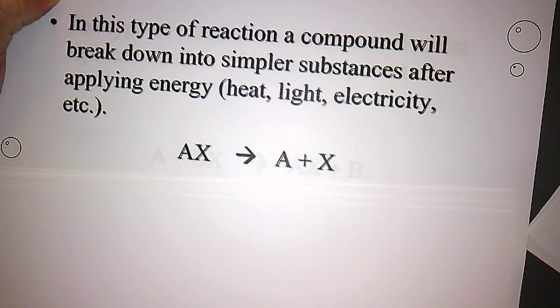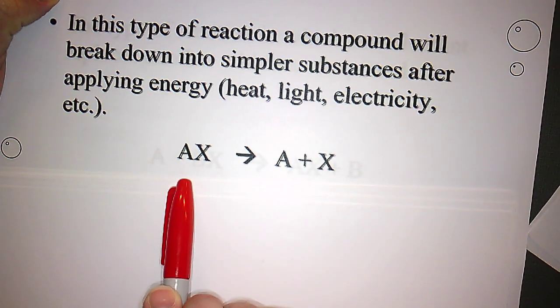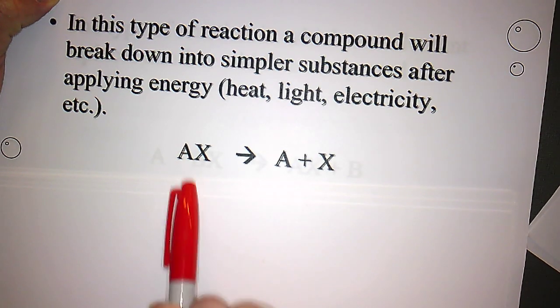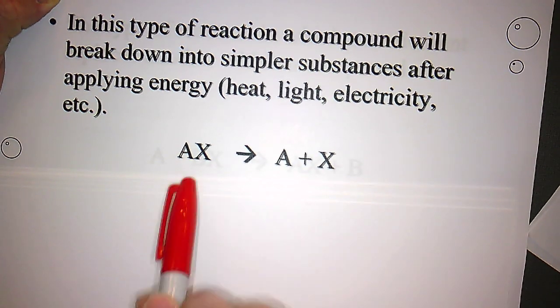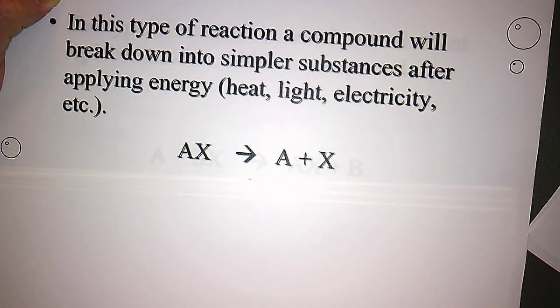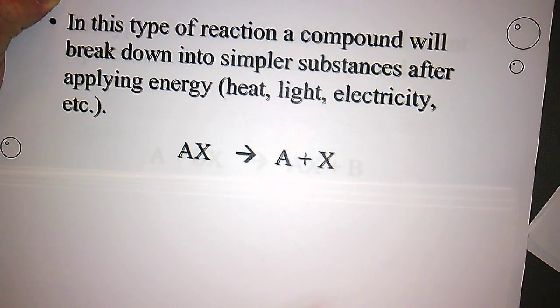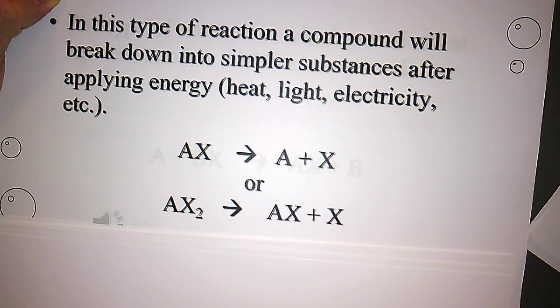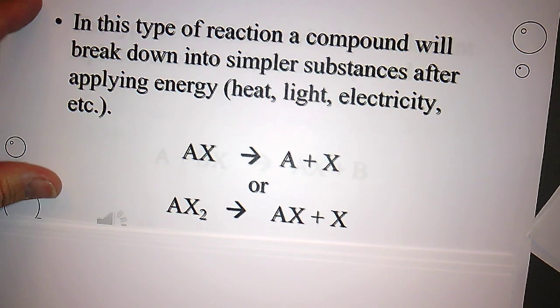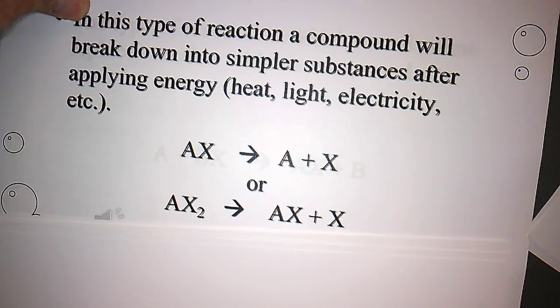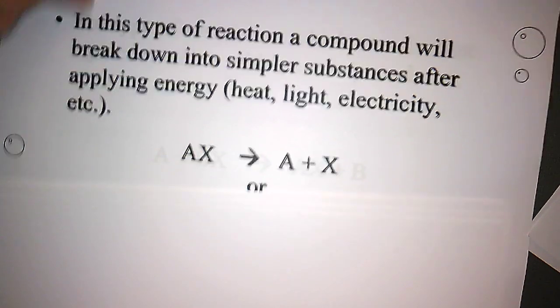These are general variables used to represent elements. AX gives us A plus X. It could be more complex and break down into more stuff, especially if there's a polyatomic ion on the left side. The key thing is there's just one reactant and there are multiple products, okay? So again, it could be a lot of different things. That is an example of decomposition.